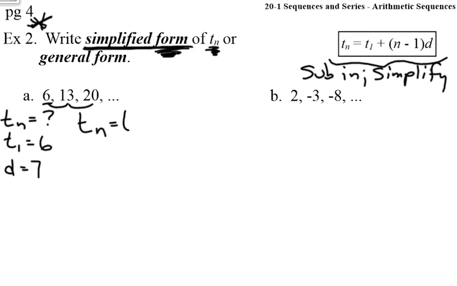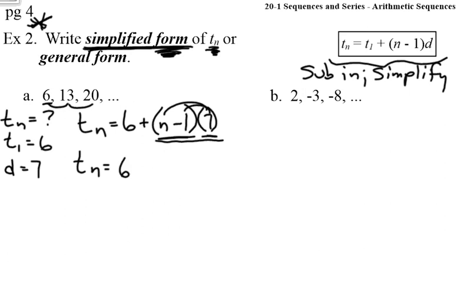T of n is term 1, 6, plus n minus 1. Well, we don't know how many terms we have, so we leave it as n minus 1, and we multiply it by our common difference of 7. So I've plugged in as much as I can, but now I want to simplify it. What can we do to simplify? Well, I can eliminate brackets because it's 2 terms times a monomial. I can distribute the 7. So I get T of n equals 6 plus 7n minus 7 because I've distributed the 7 to get rid of brackets.